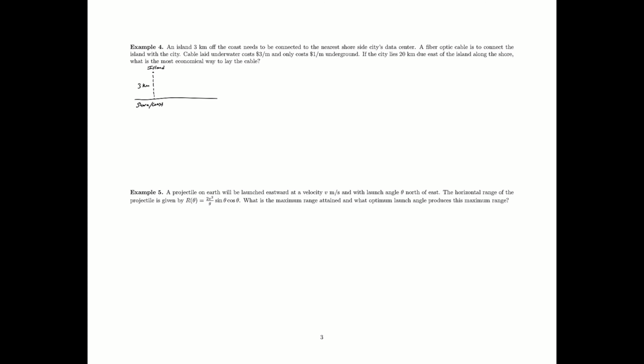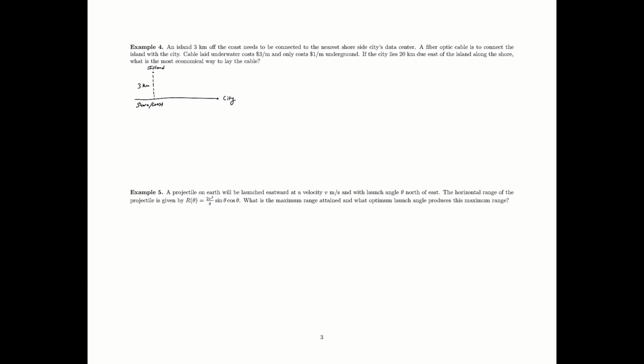Needs to be connected to the nearest shoreside city's data center. So the city lies 20 kilometers due east of the island. So here's our city. And we need to decide when we lay the fiber optic cable, are we going to go straight line to the coast and then straight to the city? Are we going to go all underwater towards the city? Or are we going to spend a little bit of distance going underwater and then connecting to the city?